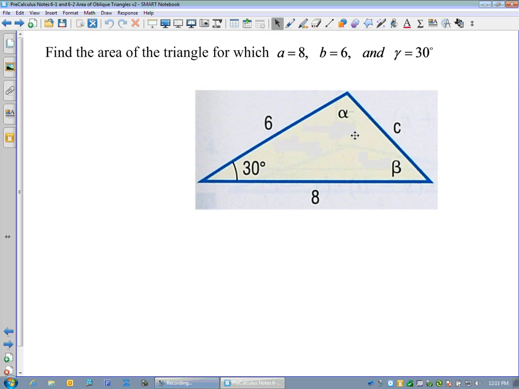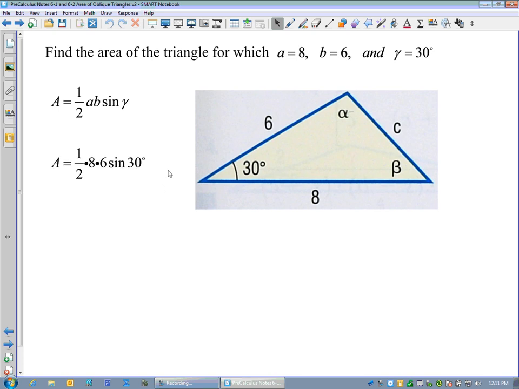I could have arranged them differently, but you want to make sure that your alpha and your A, length A, is opposite each other. Make sure gamma is opposite C, make sure beta is opposite B, etc. Because that way you notice that gamma is the included angle between side A and side B. So here we have A, we have B, and we have gamma, which means we obviously want to use one of the three equations. But even if you didn't remember that, you can remember that the area is 1/2 the product of the sides times the sine of the included angle, which would look like this.